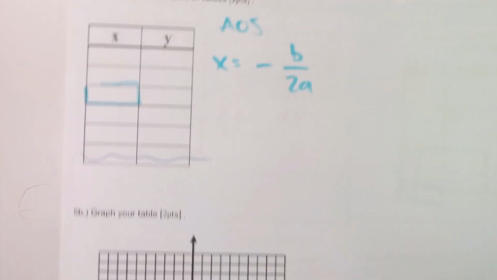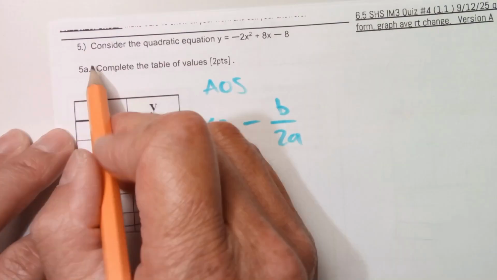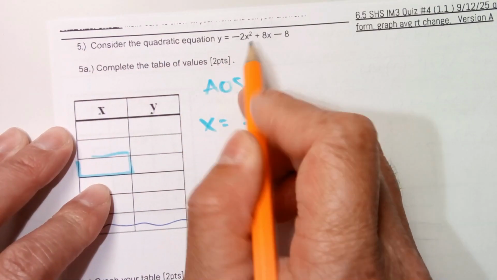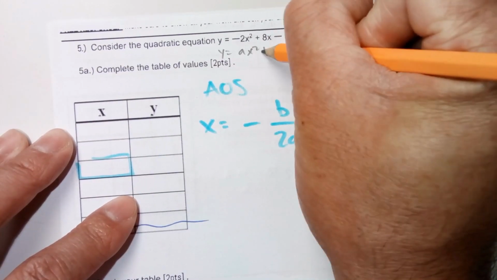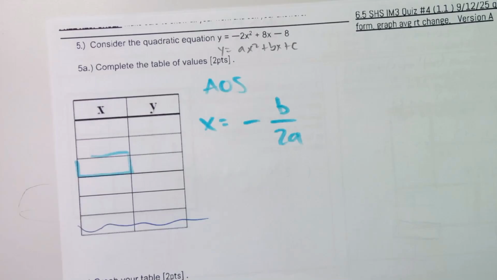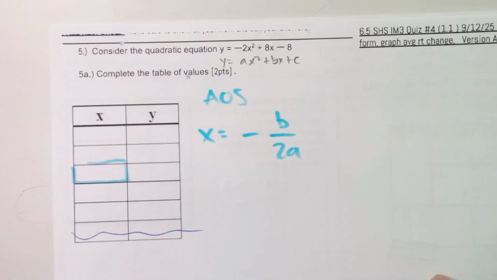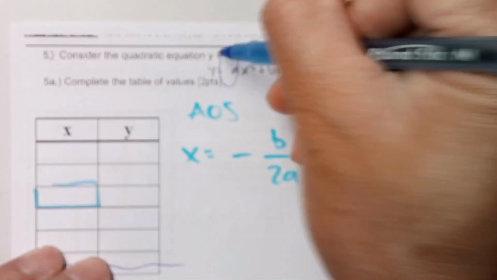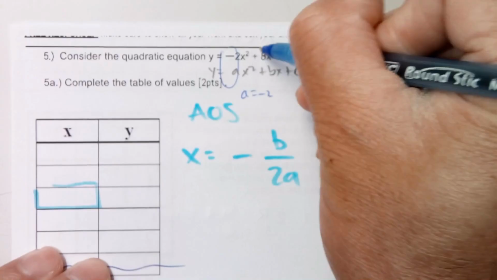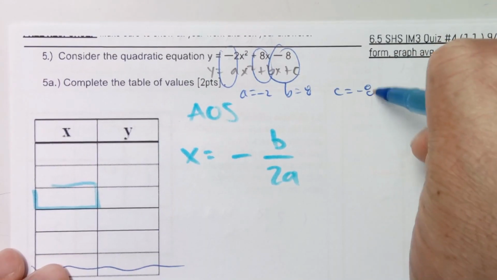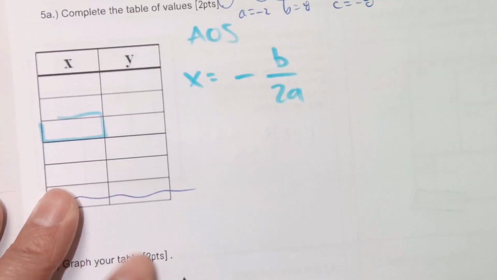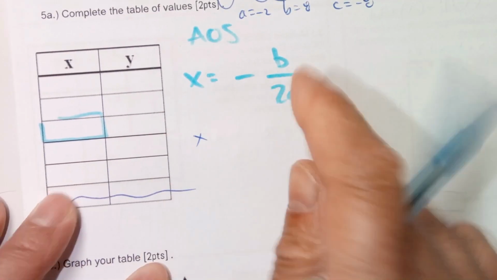Considering the following quadratic, I'm going to write standard form below it. And then I'm just going to find my A, B's, and C's. B is 8. C is -8. And then I'm just going to put it into my AOS, and then that value is going to go right in the middle. So my B value is 8.